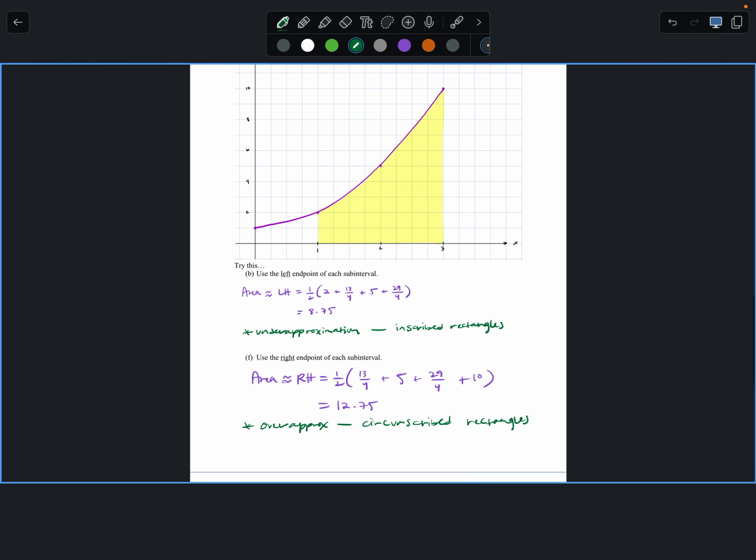And I can tell you the actual area of that region is 10.6 repeating, but we know that the actual area is somewhere between 8.75 and 12.75. The actual is 10.6 repeating, but we're just not quite there yet.